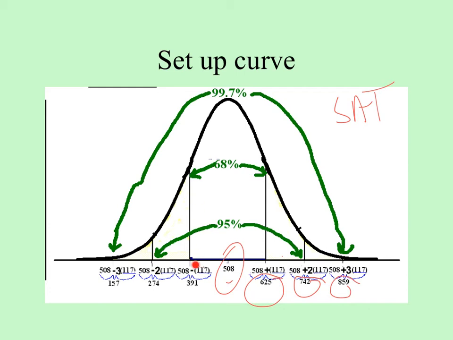to show you that, hey, 68% of people will score between 391 and 625, and that 95% of the people will score between 274 and 742. And then, of course, in reality, they don't record less than 200 or more than 800. But it is possible for people to do better than that or worse than that. So, advice: make a sketch, mark the middle, fill in your numbers.